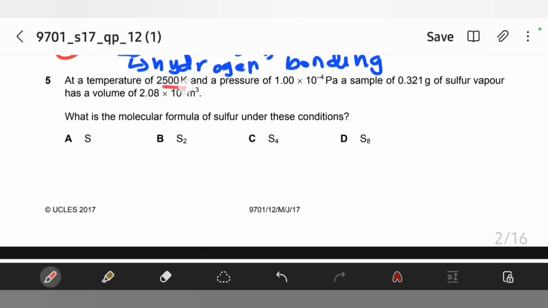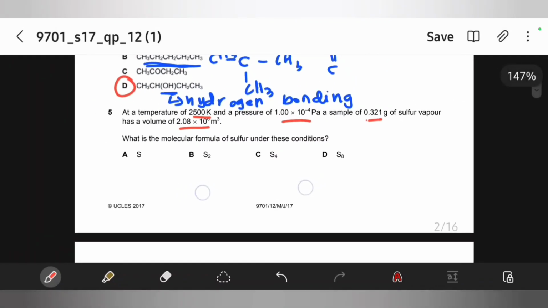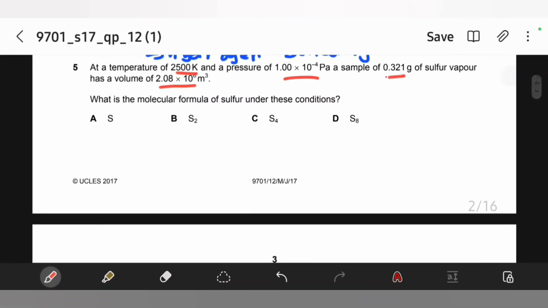At a temperature of this and a pressure of this, a sample of 0.321 grams of sulfur vapor has volume this. What is the molecular formula of sulfur under these conditions? So the formula is pressure times volume equals moles times the constant R, which is the molar gas constant, times temperature in Kelvin. So make sure you are putting in all the values in their specified units.